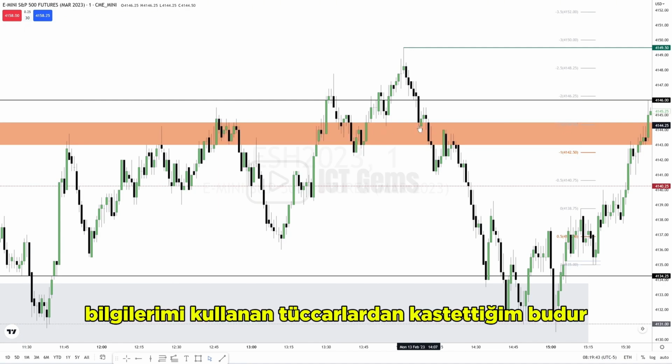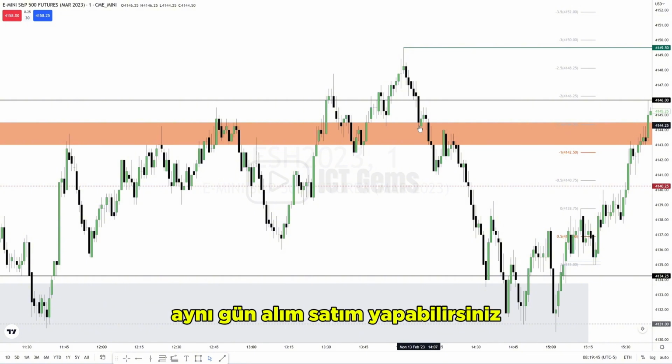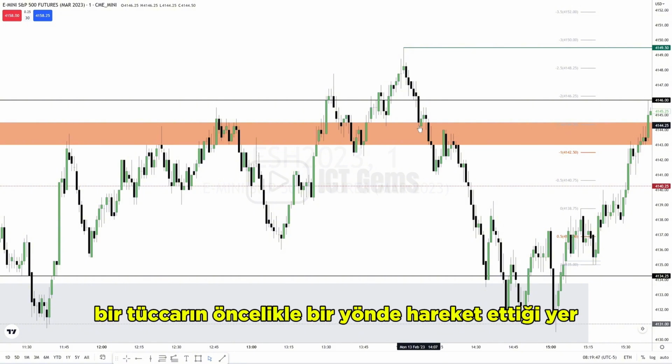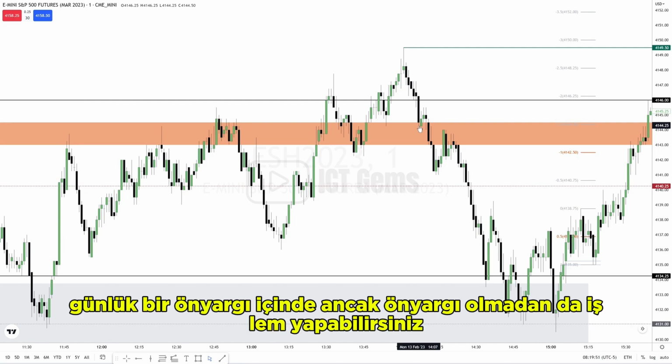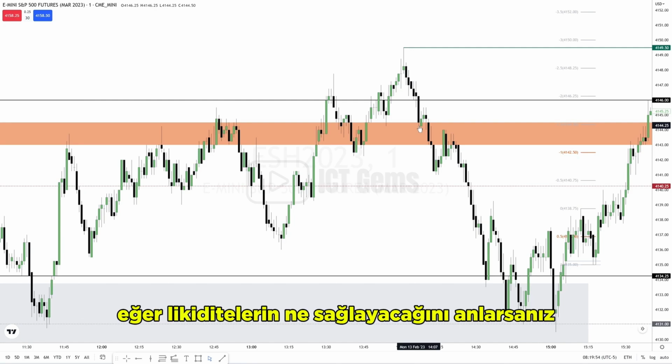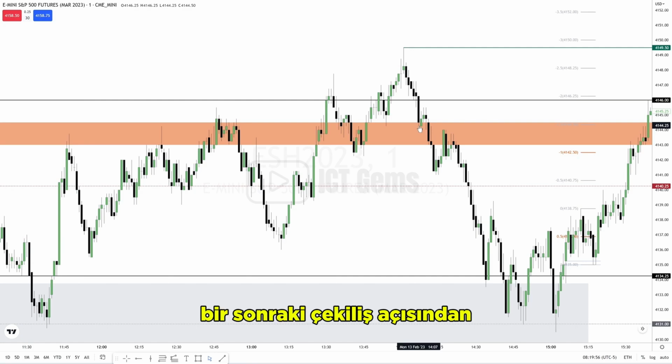So this is what I mean by traders that use my information. You can be buying and selling in the same day, where one trader may be doing primarily one direction within a daily bias, but you can trade without a bias if you understand what liquidity is likely to provide in terms of the next draw.